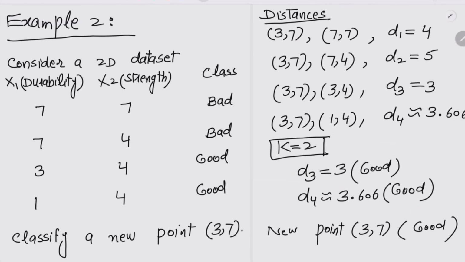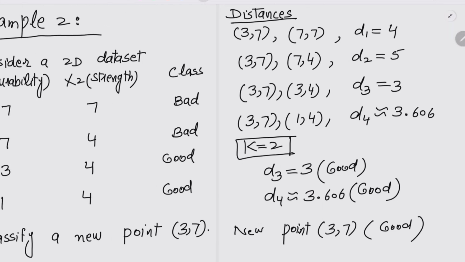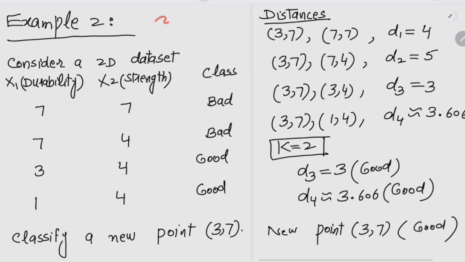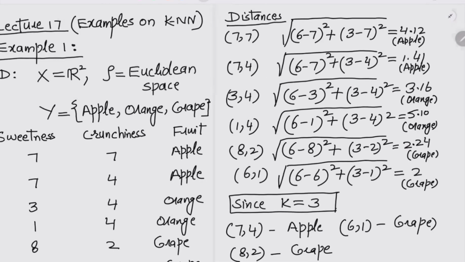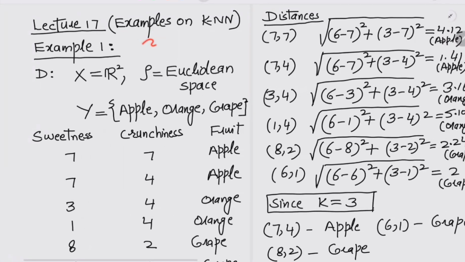So this was, I think, a very simple example of k nearest neighbor, where this example 2 is on a smaller data set with k equal to 2, and example number 1 has k equal to 3. Thank you for watching.